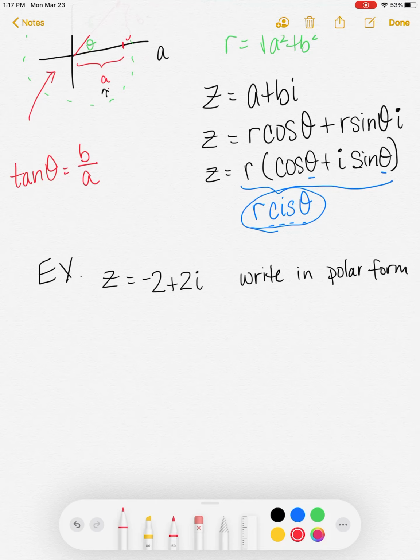All right, so let's start by finding, it doesn't matter which one we start, but I'm going to start by finding theta. So if I know the tan of theta is B over A, B in this case is the 2, A in this case is the negative 2. So if tan of theta is B over A, we're going to say it's 2 over negative 2. So please note, I did not bring the imaginary over here because B is just the coefficient of i. i is not included. If I simplify that a little bit, we're going to say the tan of theta is equivalent to negative 1.